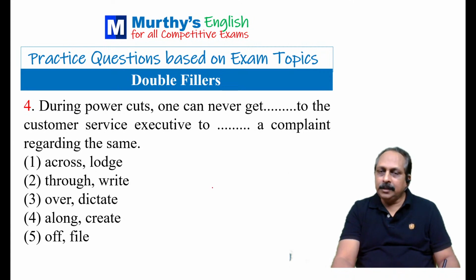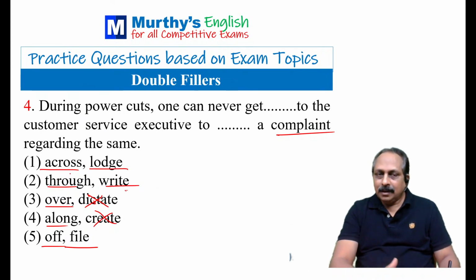During power cuts, one can never get, a bit difficult, across, through, over, along, off, any of these words, possibility. To the customer service executive, to a complaint. This is a clue for you. Yes, that's right. Complaint. Write a complaint; dictate ruled out, create ruled out, file you can consider, write. Now you have to decide which is the best option. Get across to the customer service executive to lodge a complaint seems right.